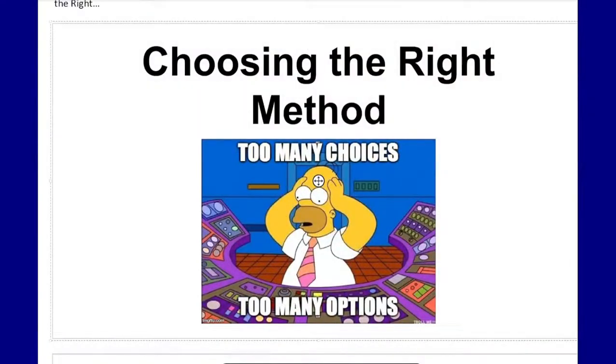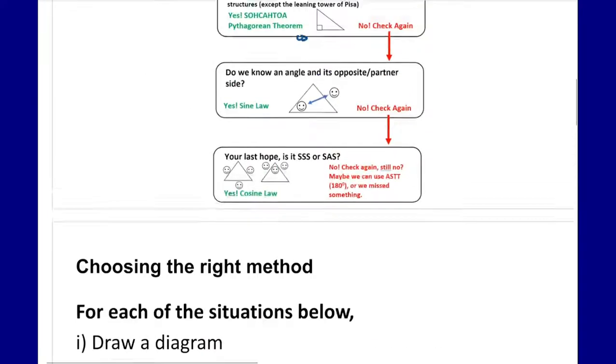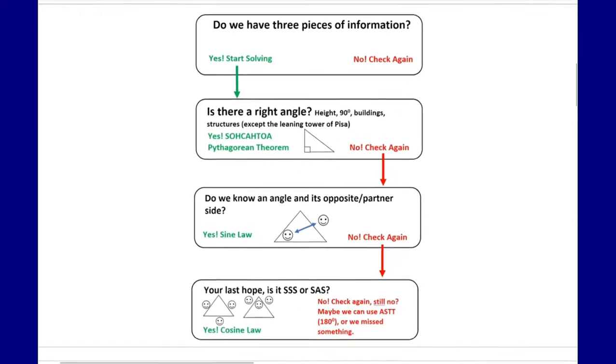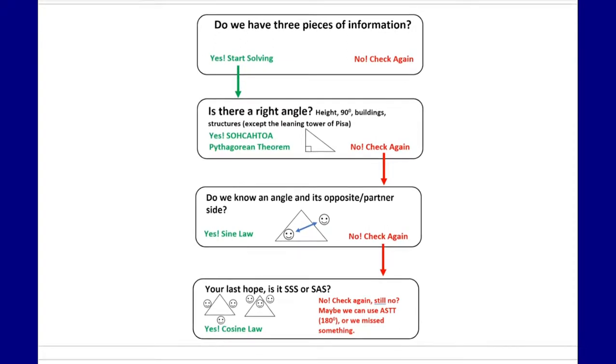In today's lesson, we are going to look at choosing the right method. Now, there are multiple different trig formulas or ratios or laws that we've looked at, so we want to go through some steps to help us figure out which method is the right method for a given situation. So we're going to go through a little flowchart. We're going to take a look at what we can look for to help us figure out what to use.